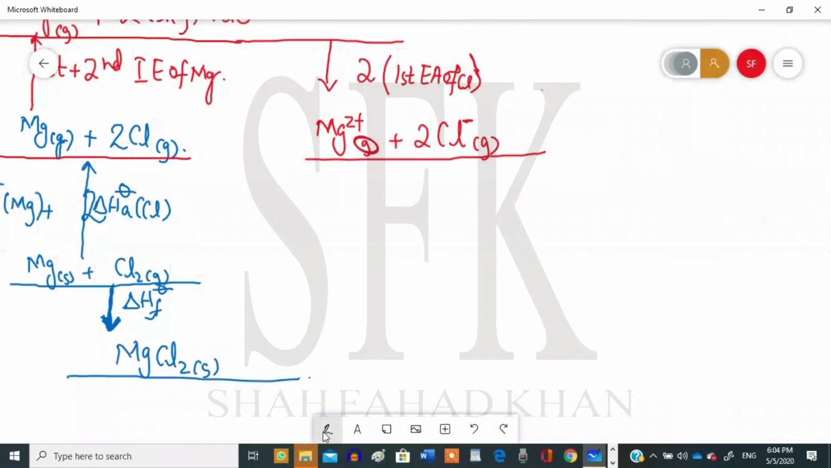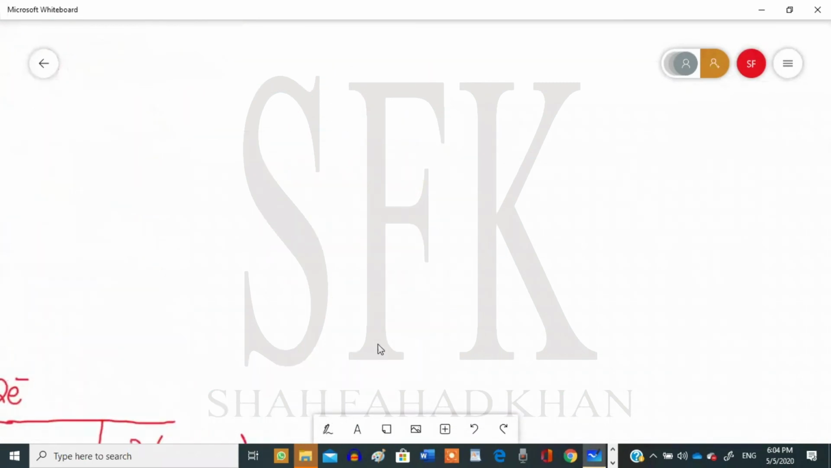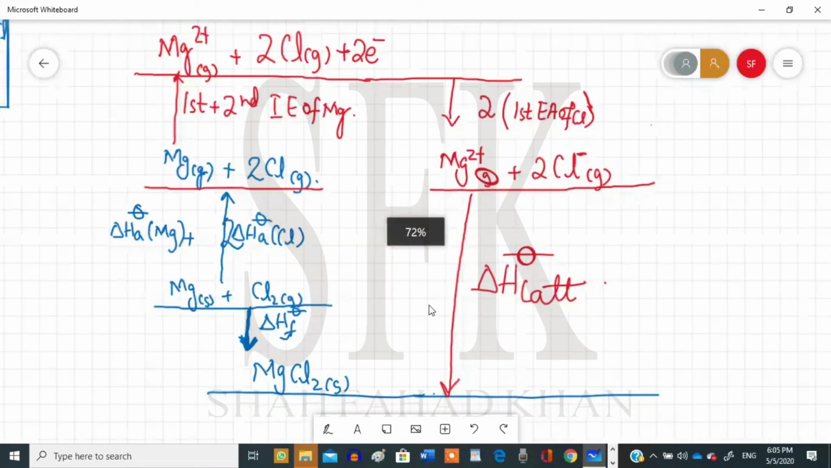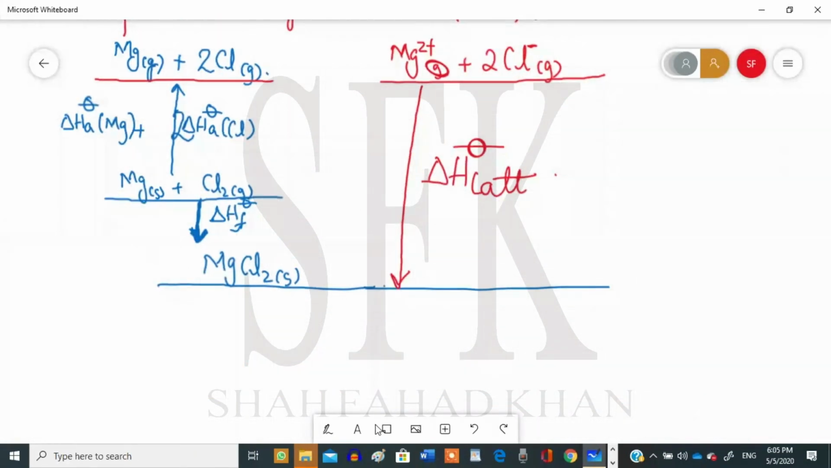Now, once you've got magnesium ions in the gaseous state and chloride ions in the gaseous state, they'll combine together to form magnesium chloride solid. Again, this is fitting the definition of lattice energy. So the enthalpy change of lattice of magnesium chloride, you can label that as well. So this is again a Born-Haber cycle that you've made for magnesium chloride. And again, the same Hess's law can be applied over here as well. So this step is equal to the remaining steps.